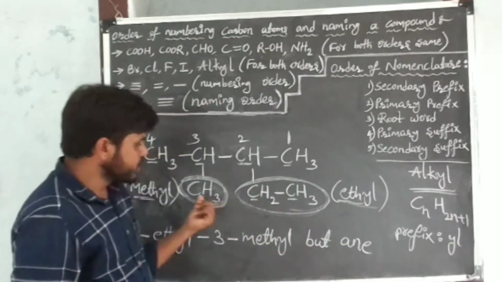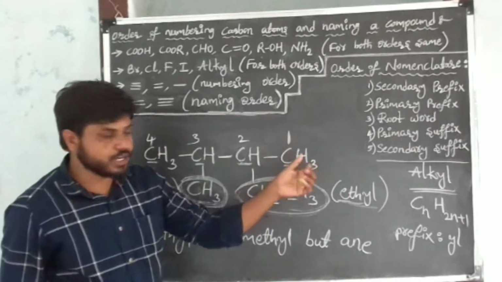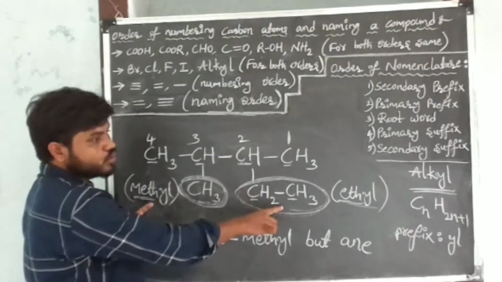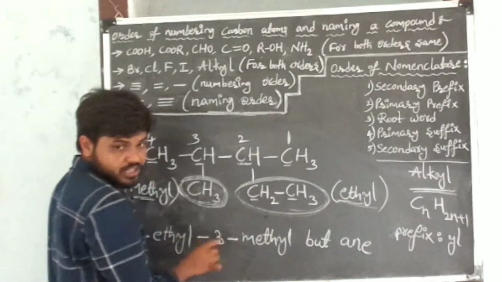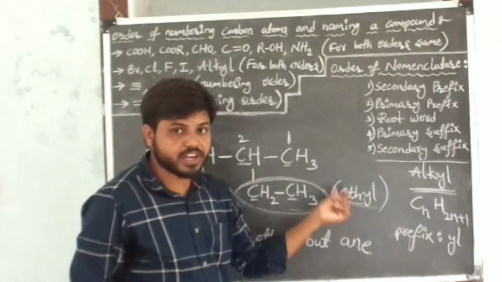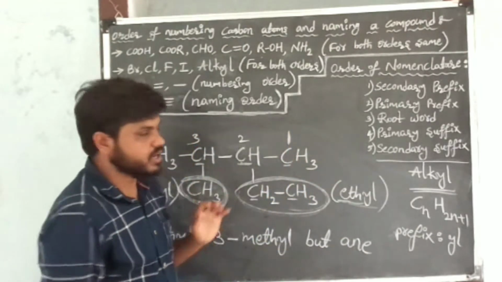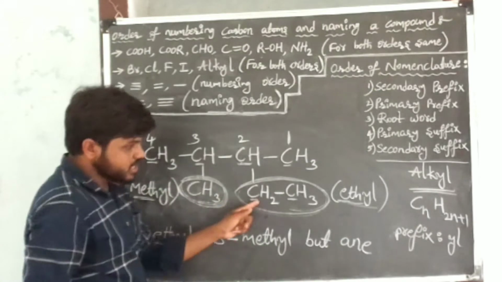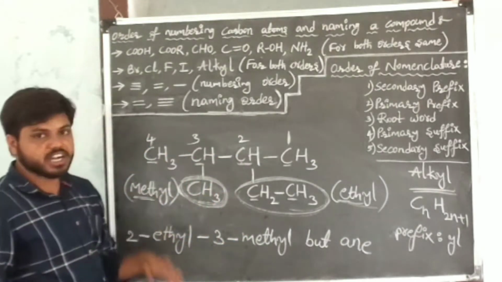Ethyl. After knowing these names, first give the priority to ethyl, because according to alphabetical order, from these two alkyl groups we should give priority to ethyl. After E we get M, right? That's why give the priority to ethyl. Then you give the numbers to each carbon atom. That's why I started from the right side. First carbon, second carbon, third, fourth. See, ethyl gets the second position, methyl gets the third position.